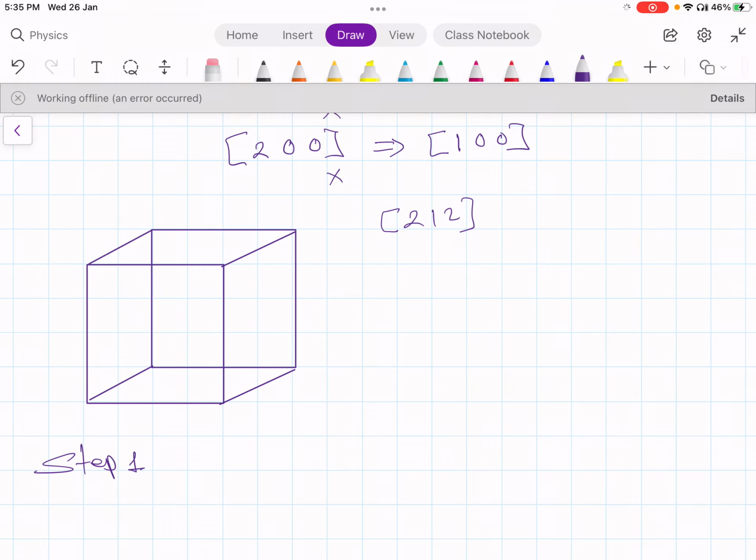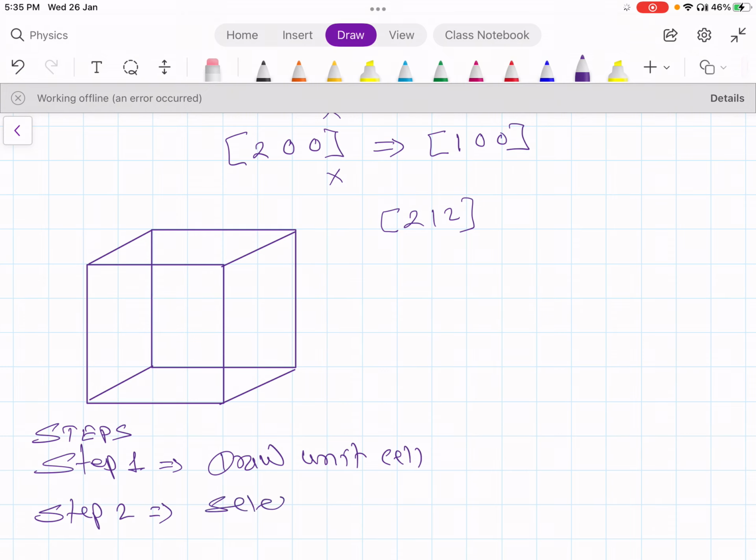So step one is, first we have to draw the unit cell. So that is already drawn. And step 2 is select origin.